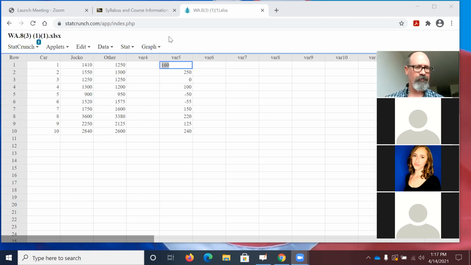Other concerns that you might have about this from a practical point of view, when you're drawing the 10 cars, are you choosing the 10 cars at random?